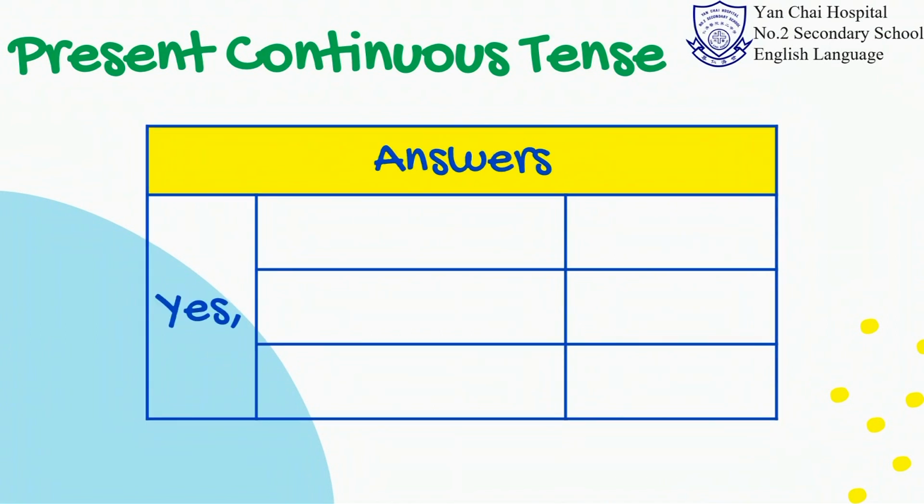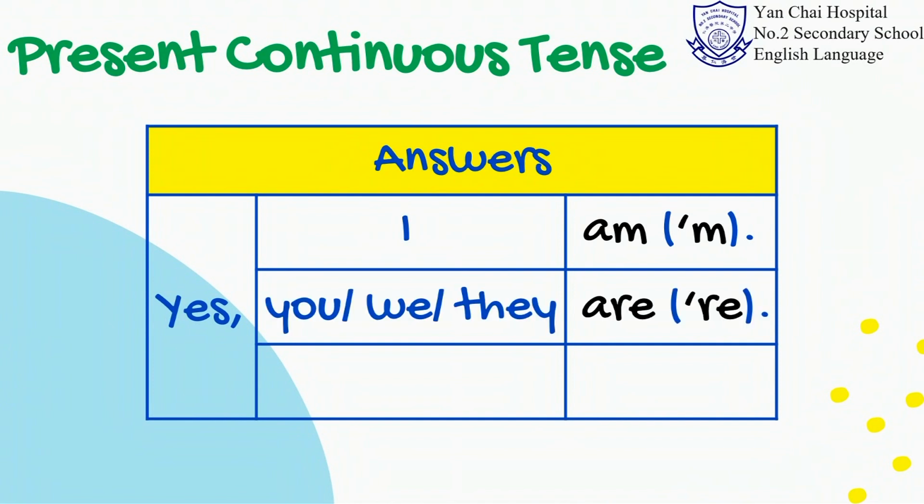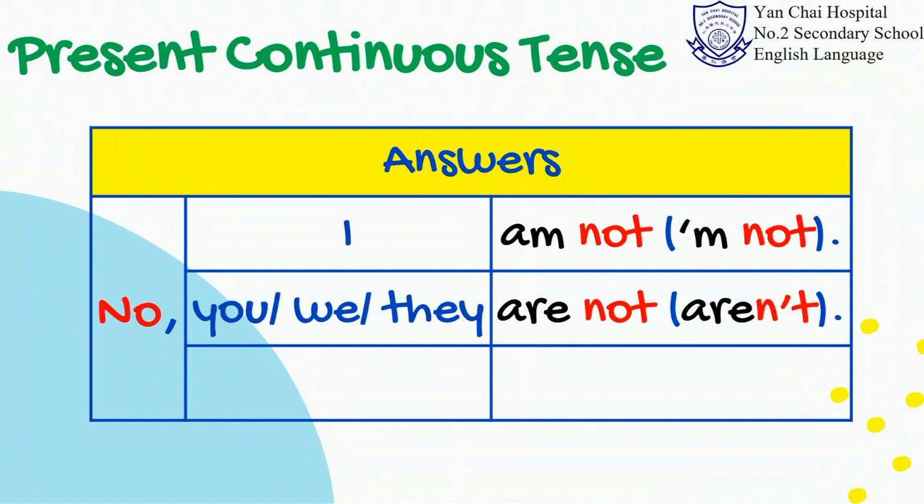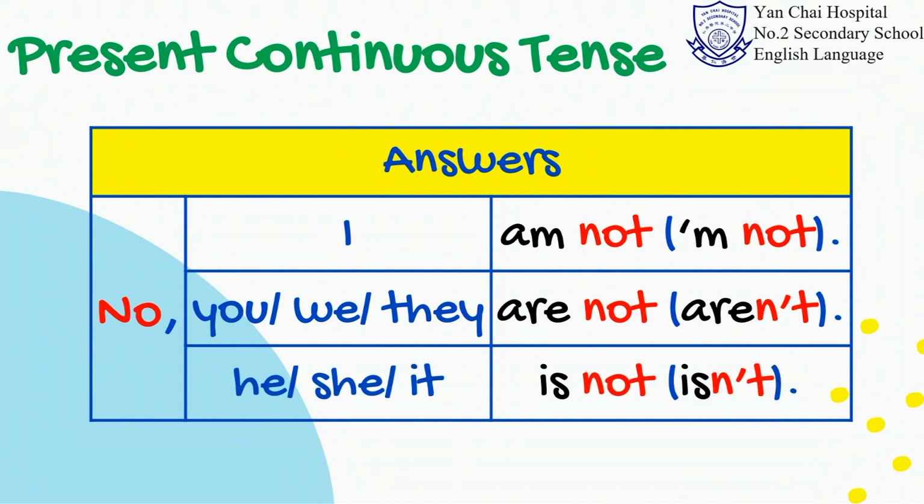If the answer is yes, we can say, yes, I am. Yes, you, we, they are. Yes, he, she, it is. If the answer is no, we can say no, I'm not. No, you, we, they are not. No, he, she, it is not.